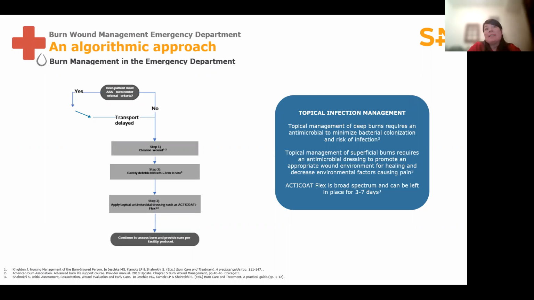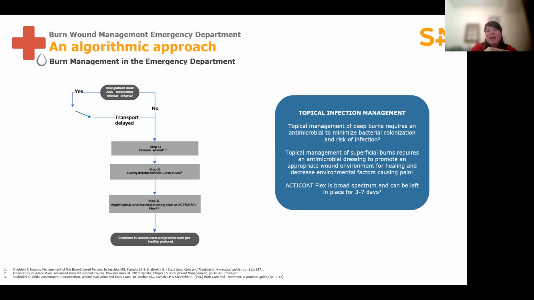So what that means is effective against a variety of different pathogens, including MRSA, VRE, and Pseudomonas. And if you're using Acticoat Flex 3, it can be left in place for 3 days, versus Acticoat Flex 7 can be left in place for 7 days. However, from my past experience, I really found that it can be quite challenging to keep the dressing moist for 7 days.